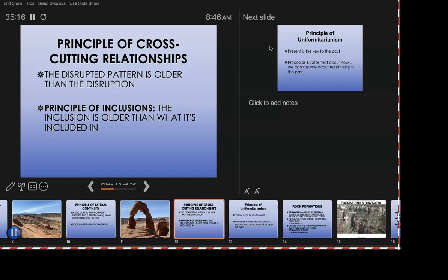So inclusions piggybacks onto this. Think of the hunk of conglomerate you saw in lab. What's older, the rock or any one of the pieces parts inside the rock? The pieces parts inside the rock, exactly. What's older, the nugget or the chicken? The chicken. All right, that's what the principle of inclusions tells us. The inclusion is older than what it's included in. Kind of awkward wording, but nonetheless, the same idea. So these are different rules, but the same idea.